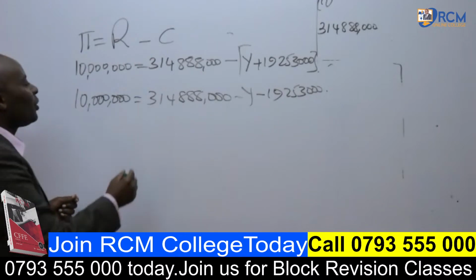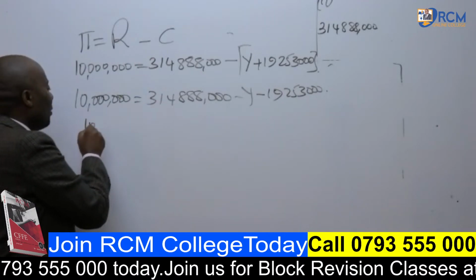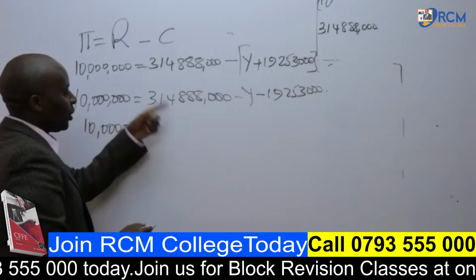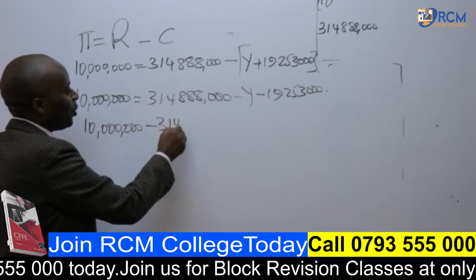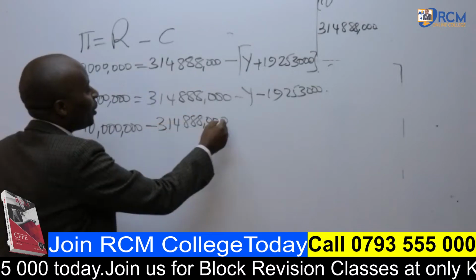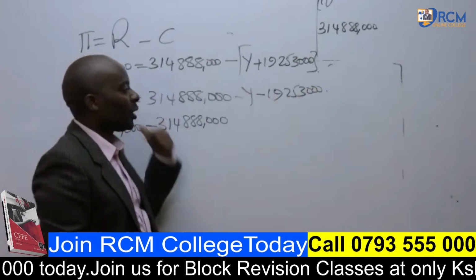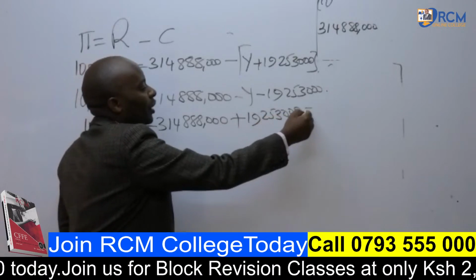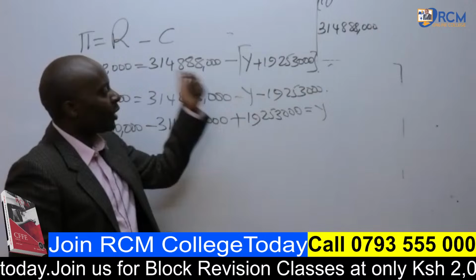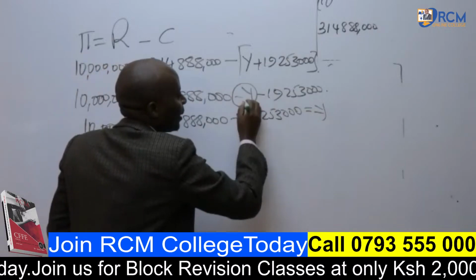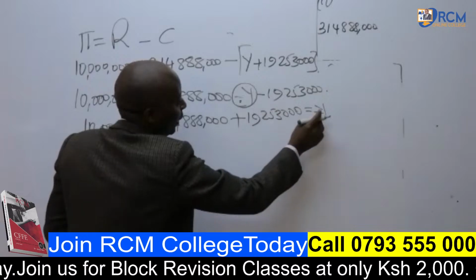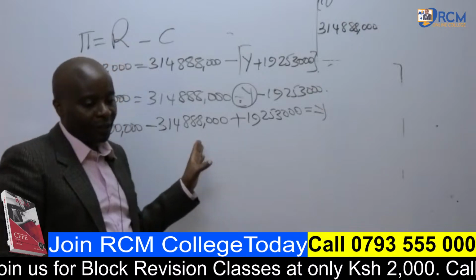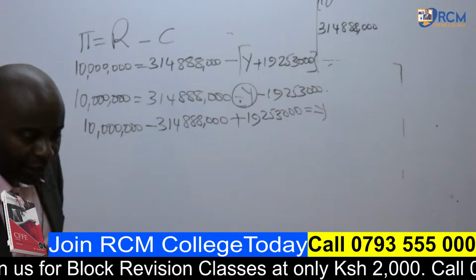Make y the subject, take this to the other side. So it will be 10 million on this side. This figure has to change the sign. So take this to the other side. So it will be minus 314,888,000. And then we have minus 9. So take this to this other side, which gives us here plus 19,253,000 equals y. This here is a negative on the other side, it will be changing here. Equals minus y. Remember, minus before a term has to be there. So I would want someone to give me this total figure combined. It will be minus something. Give me the total figure combined.